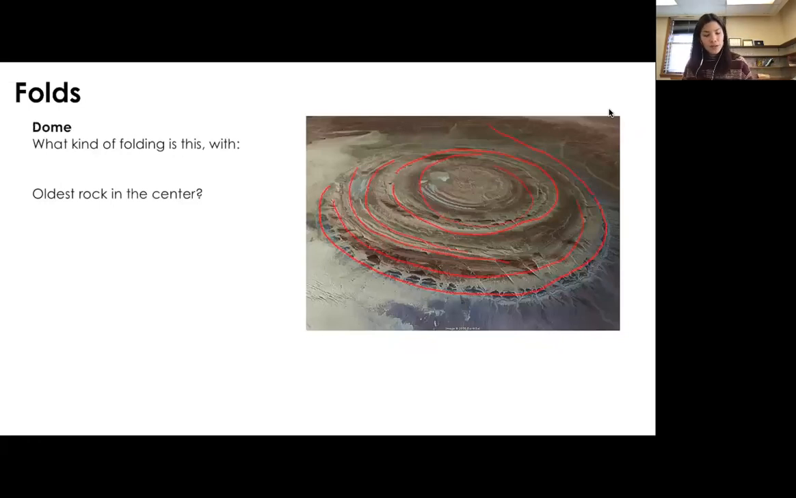So what if the oldest rock, we dated all of these rocks, and the oldest rock was in the center? What would we call this? Try and figure it out with your hands. So if you have your hands placed like this, and you want your oldest rocks, the rocks below your hands, to be in the center, how do you get that to occur?